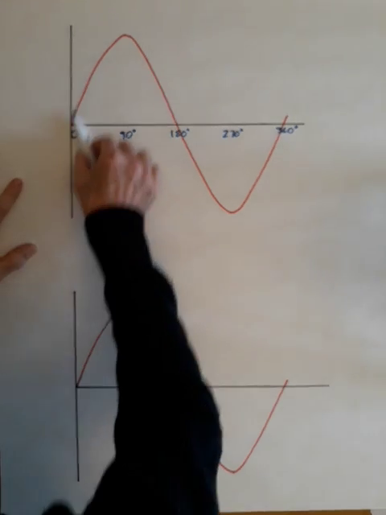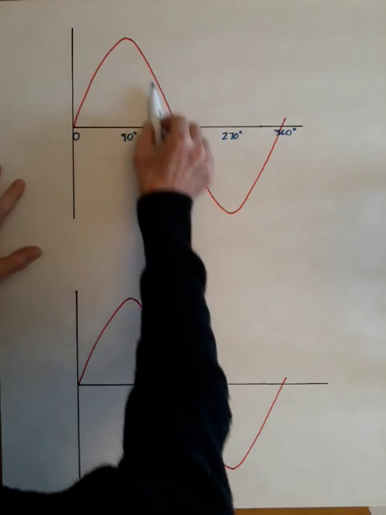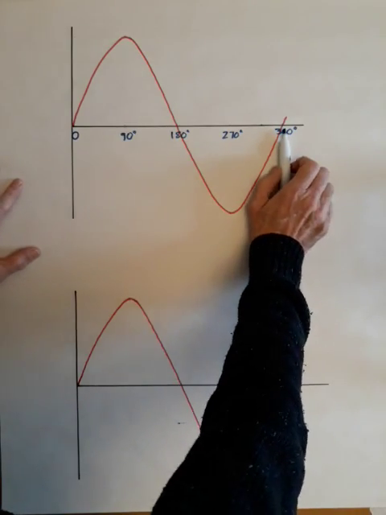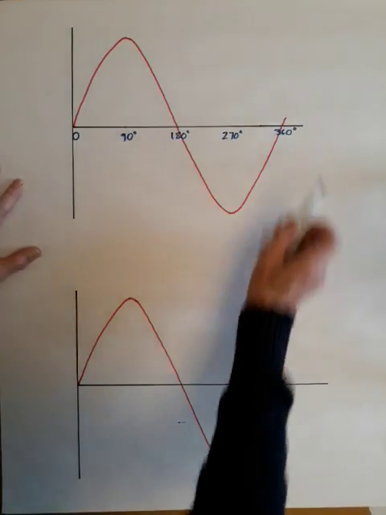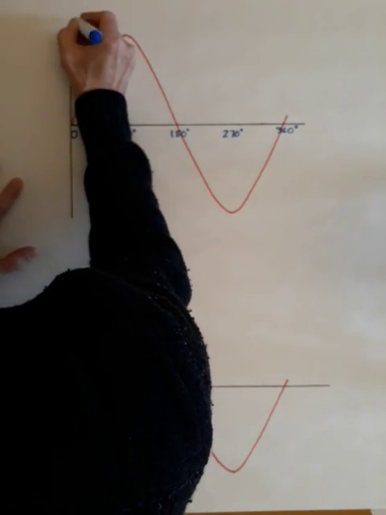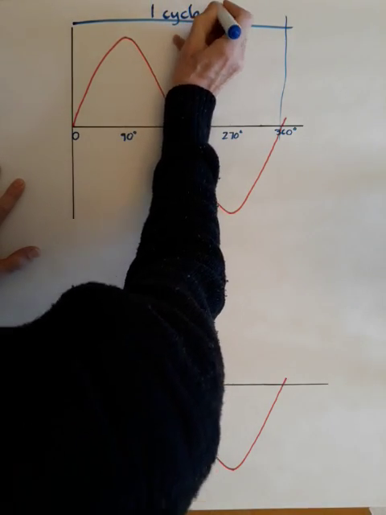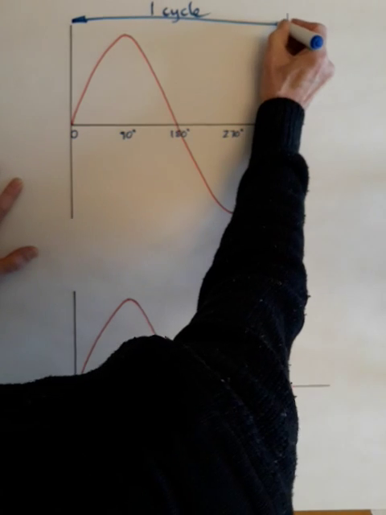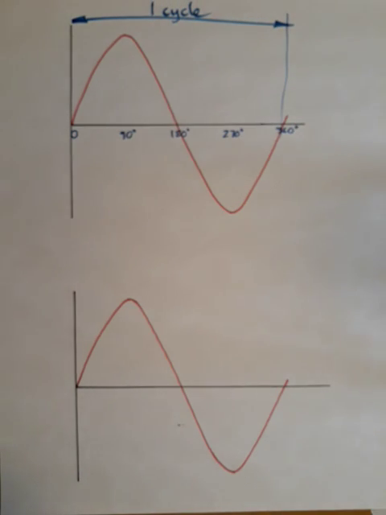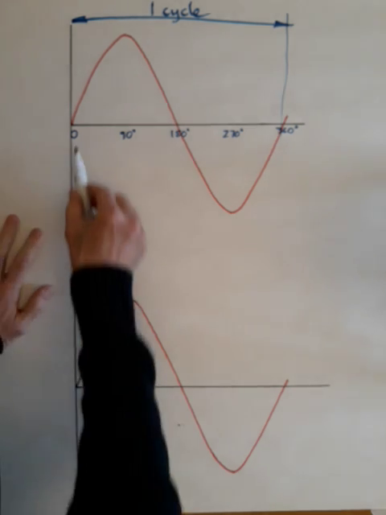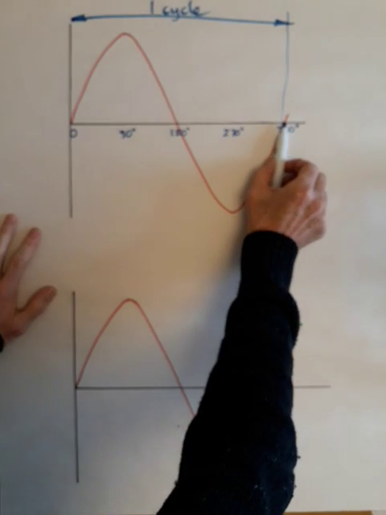So let's talk about the cycle. One revolution of our conductor produces one cycle of the sine wave. So from there to there is one cycle. So that is one cycle. The time for one complete waveform to occur. Let's look at that from a different perspective. This takes time to produce.